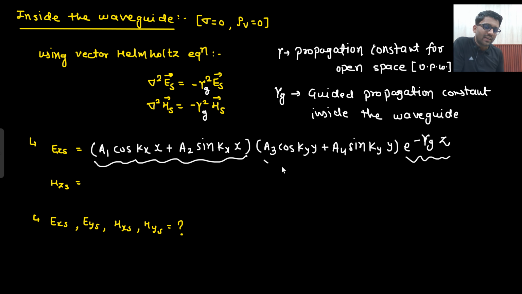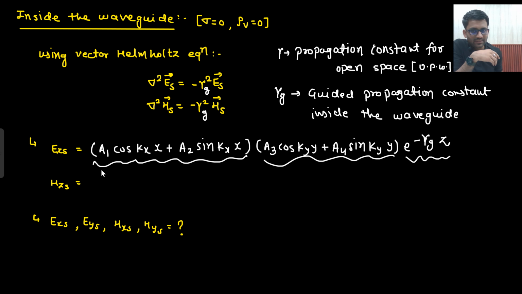So in x and in y, both sinusoid and cosinusoid components you are having. What does this represent? This represents standing wave patterns. That in x and y you are having standing wave pattern, and our field is propagating in z direction.